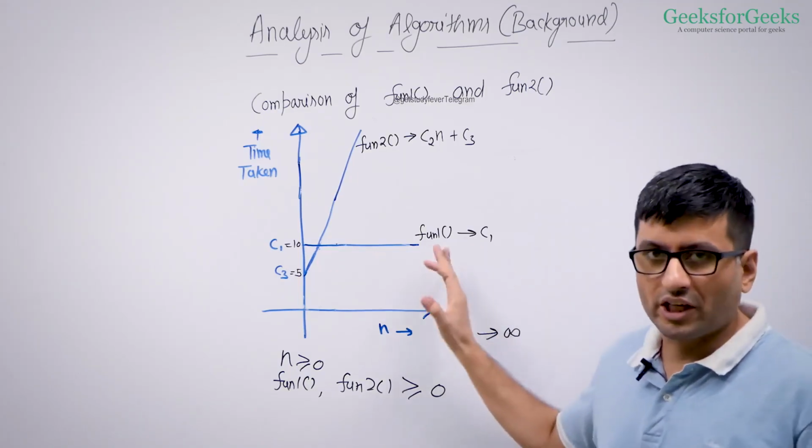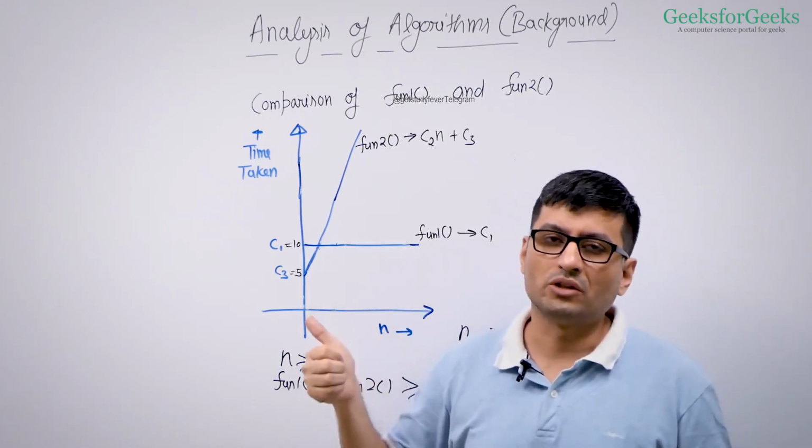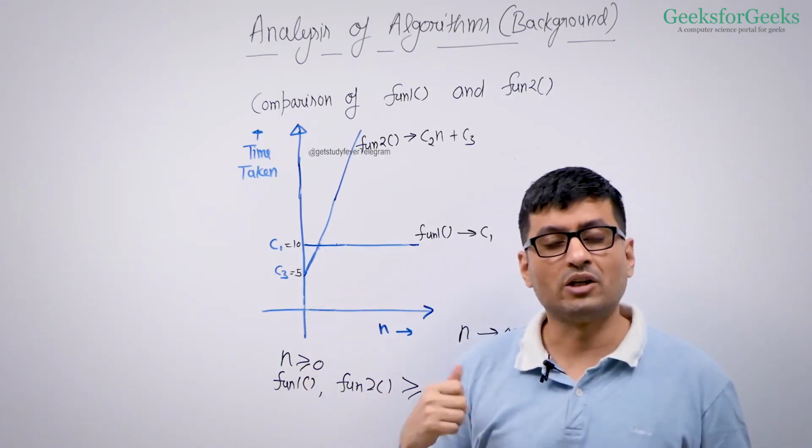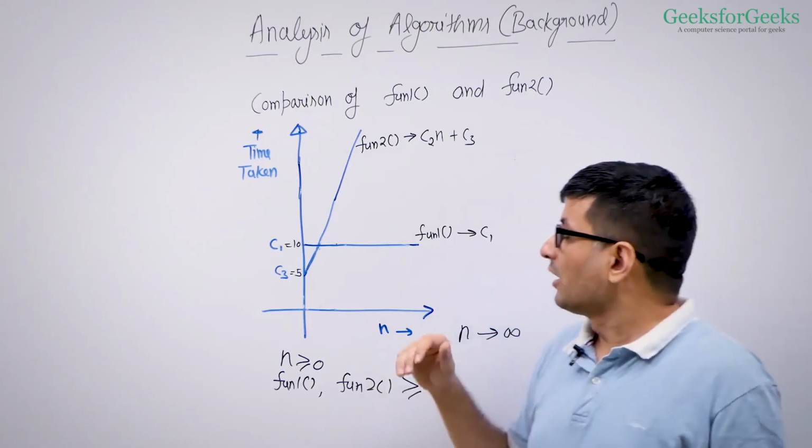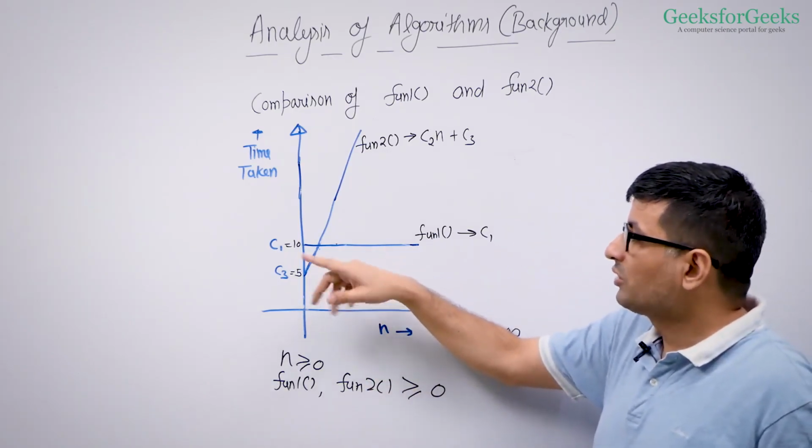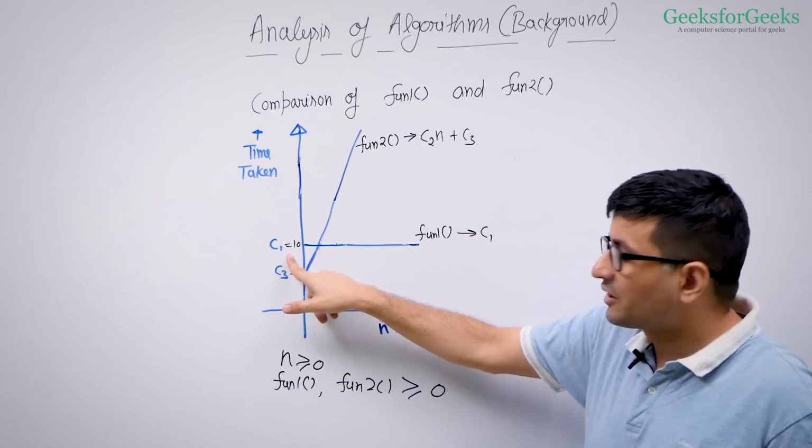Let's see this scenario, fun1 and fun2. Fun1 written by you, fun2 written by your friend. Now you run it on a machine which is slow, so I've taken C1 slightly higher, say it's 10.